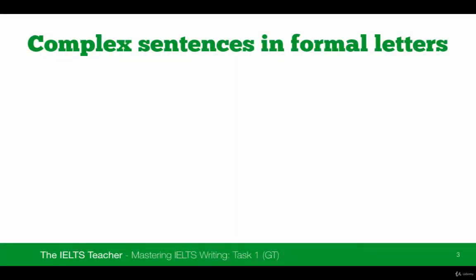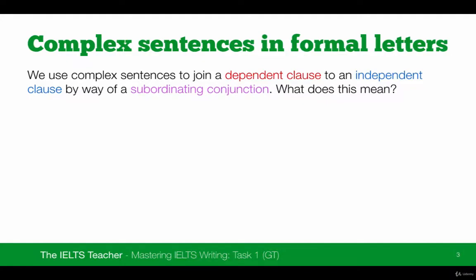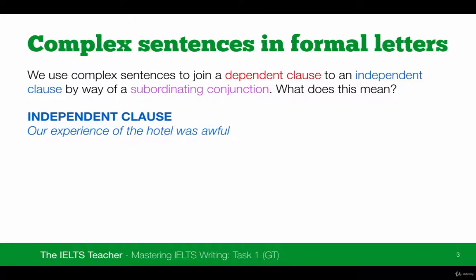So let's think about complex sentences in formal letters, and before we get there, let's think about what a complex sentence is. So a complex sentence joins a dependent clause to an independent clause by way of something called a subordinating conjunction. Let's have a look at this in more detail. So an independent clause can exist independently. It doesn't need another part of the sentence to make sense. So for example, our experience of the hotel was awful. You could say this and it would make sense. You wouldn't leave the listener or the reader hanging on your next words.